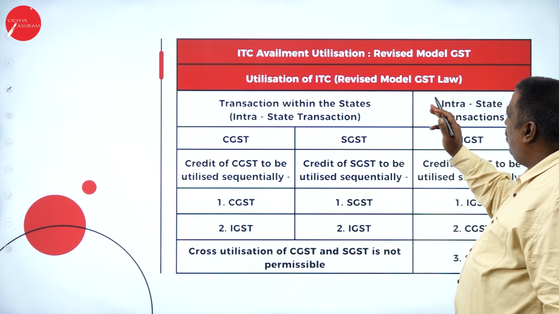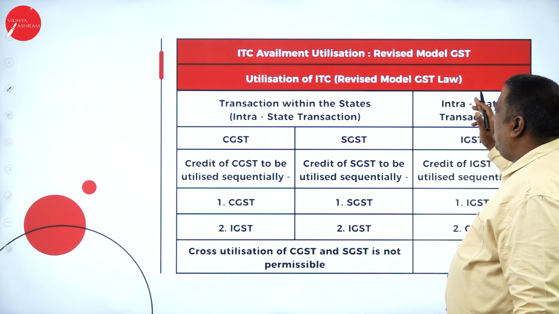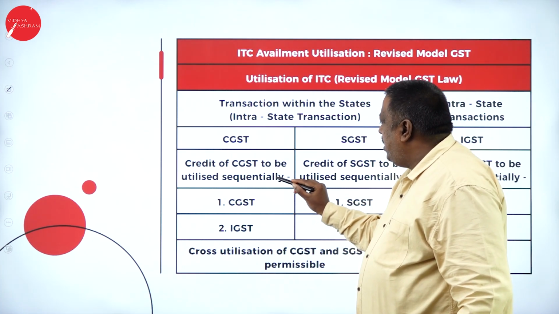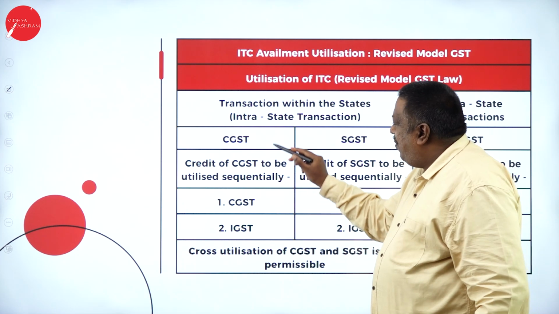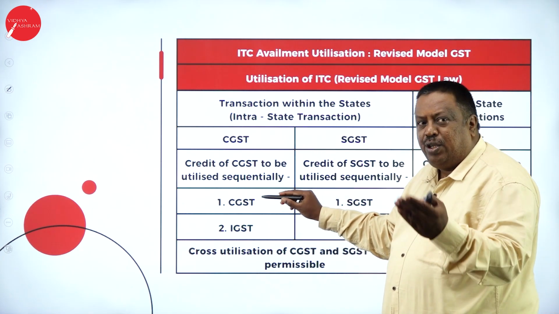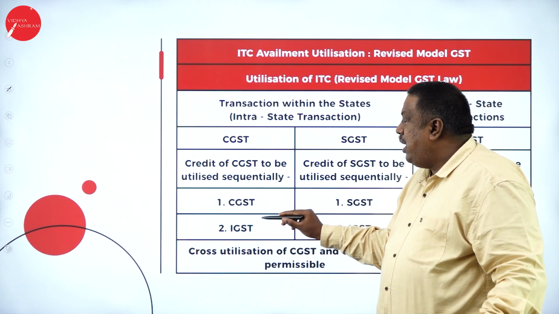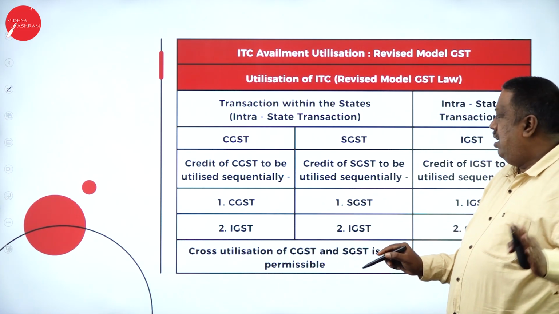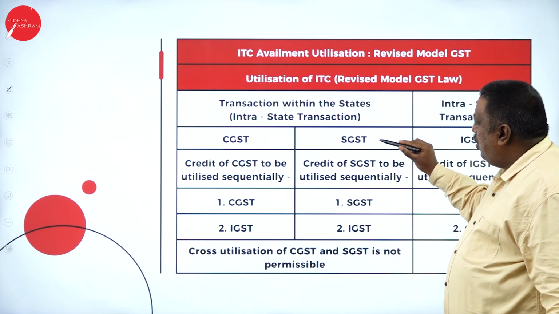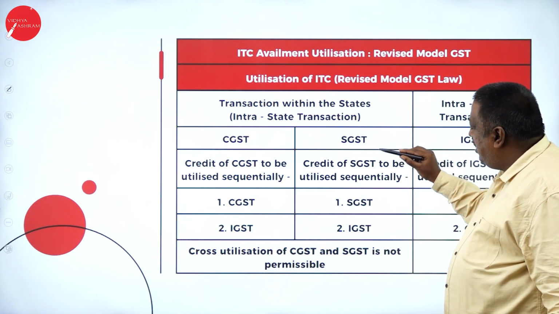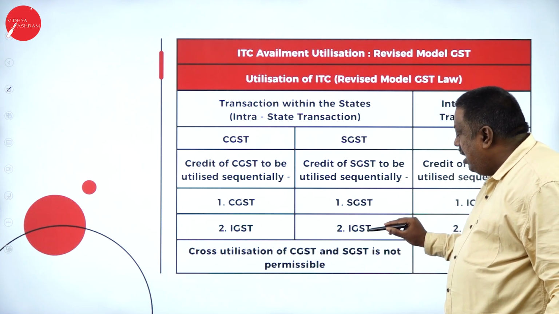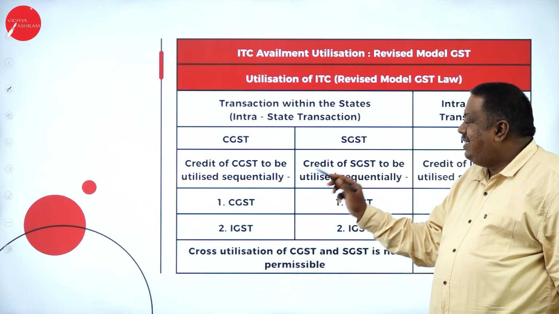Now, utilization of ITC based on the revised model GST law. The credit of CGST is to be utilized sequentially. First, if I have a negative balance here, that will be adjusted only with CGST positive or with IGST. It cannot be adjusted with SGST. In the same manner, if SGST has any excess amount or negative balance, that can be adjusted with the SGST positive balance, or it should be adjusted with IGST and not with CGST.